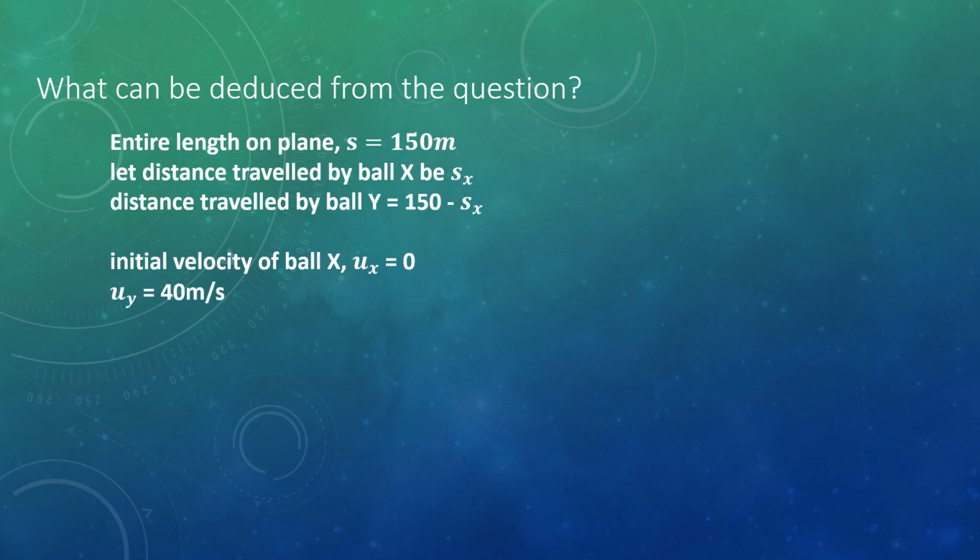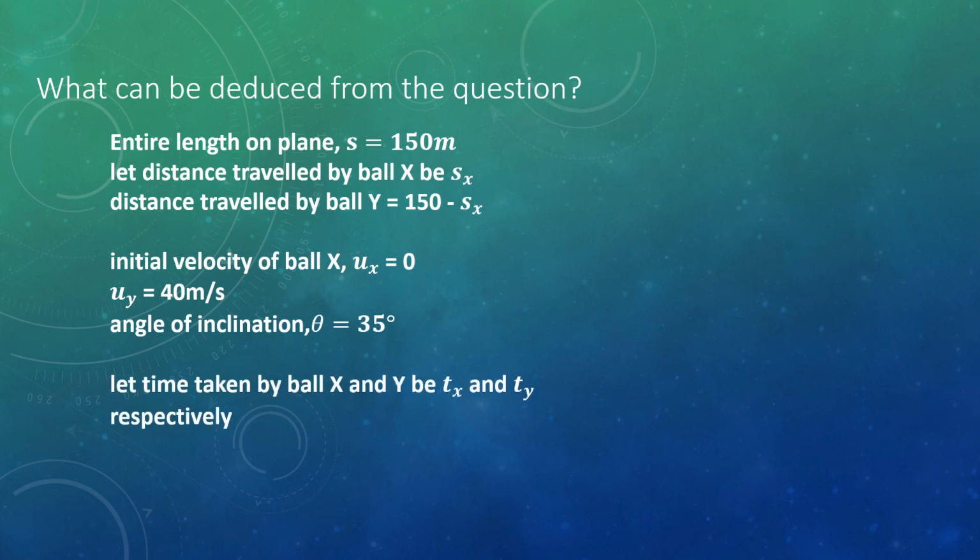Okay. Then Uy is equal to 40 meters per second. From the question, it was pushed with that velocity, so it had that initial velocity. Let's move on. The angle of inclination is 35 degrees. Let the time taken by balls X and Y be Tx and Ty respectively. All these will be used in our workings.